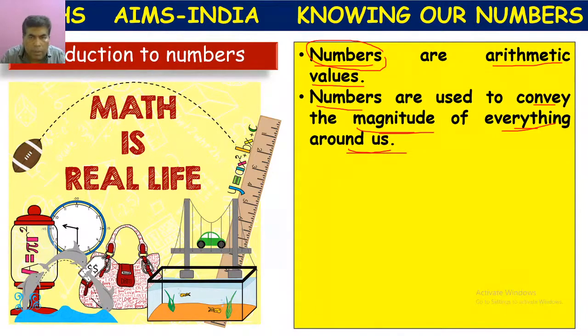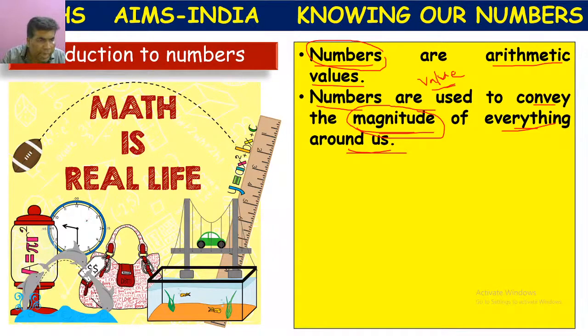Here, what is the meaning of magnitude? The word magnitude means value after measurement. So after measuring, whatever value we are getting for any object or for any measurement, that value is called magnitude. So in our surroundings, if you want to measure anything or convey its value, then we have to take the help of numbers.